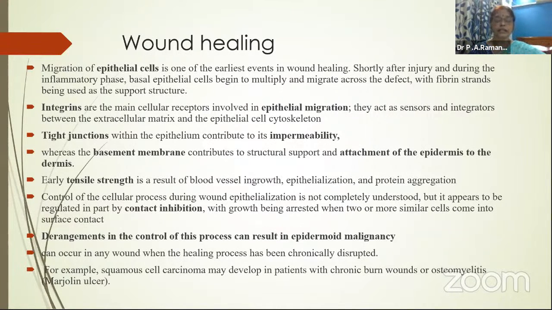So we know that during proliferation there is epithelialization and formation of ground matrix. In the early phase it is called granulation tissue, and the tensile strength in the early phase is because of the blood vessel growth, epithelialization, and protein aggregation. In the late phases, it is because of the collagen. But in the early phase of the wound, that is within a week or two, it is because of this. So, I think you have understood what contact inhibition is and its importance. This is the process that is occurring at a microscopic level during the proliferative phase.